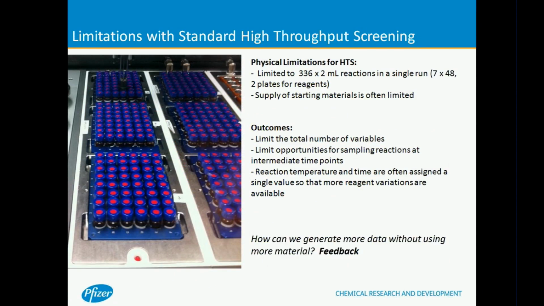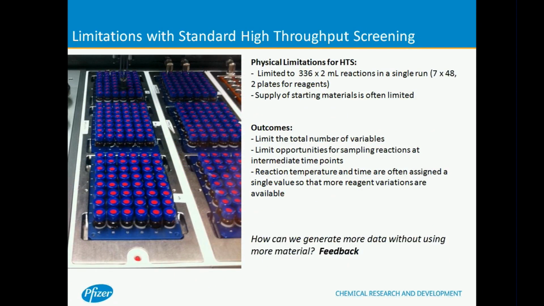The outcome of these physical limitations is that you have to limit the total number of variables. A lot of times we have to assign a single temperature point to all of them so that we don't have to double the number of vials being run to allow for multiple temperatures. Typically we'll want to design in more reagent variations rather than additional temperatures. And a lot of times it also limits the opportunities for sampling the reactions at intermediate time points. When you're running a small set, that's very practical. But on these very large sets, that's hard, especially if you go to smaller and smaller scale.